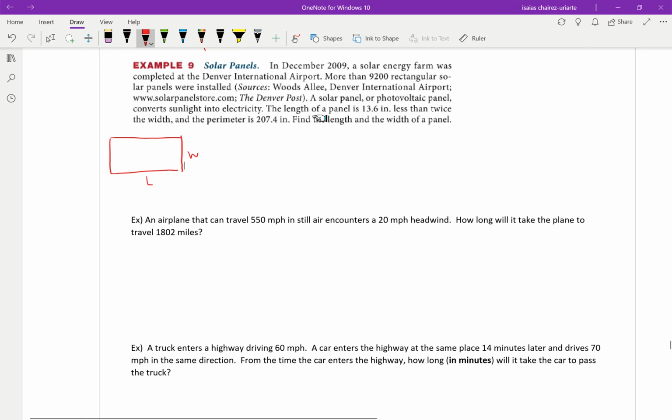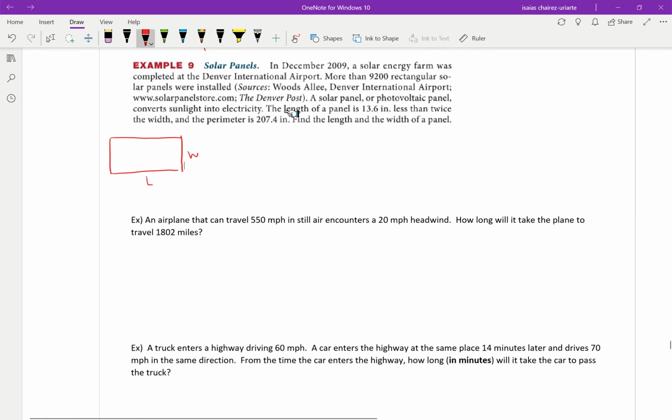The length of the panel, so this sentence right here, the length of a panel is 13.6 inches less than twice the width. That's going to give me an equation. It's some equation that involves L and W.